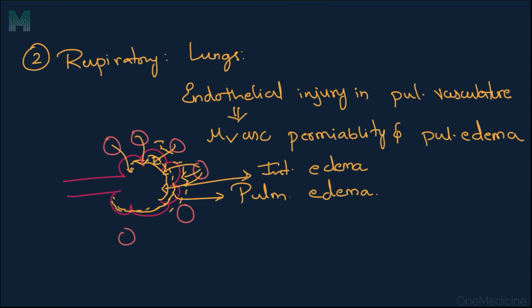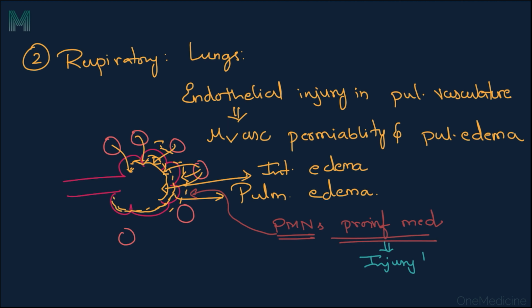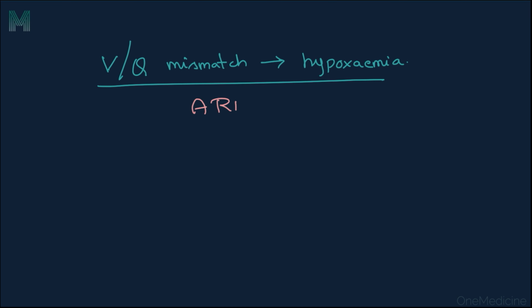Secondly, neutrophil entrapment within the lung's microcirculation amplifies the injury. As we have seen, the polymorphonuclear cells that are aggregated within the interstitial space can also release pro-inflammatory mediators, and they by themselves can cause injury to the lung. All of this leads to ventilation perfusion mismatch, which further results in hypoxemia. This whole concept is known as acute respiratory distress syndrome.